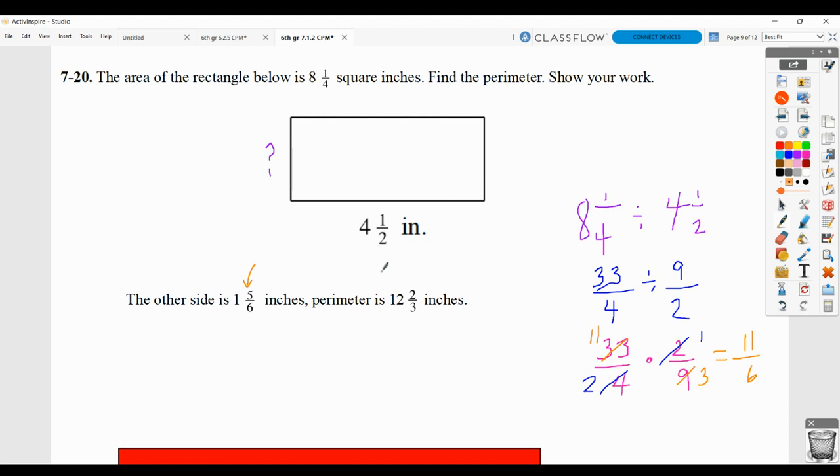Then I should also see the work for the perimeter, that you took 4 1/2 plus 1 5/6 plus 4 1/2 plus 1 5/6. In other words, that you added the length plus width plus length plus width to get the perimeter. And again, show the work, show the common denominator, and the simplified answer should be 2 2/3.